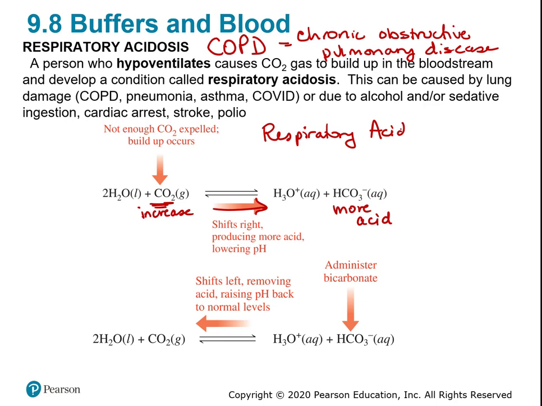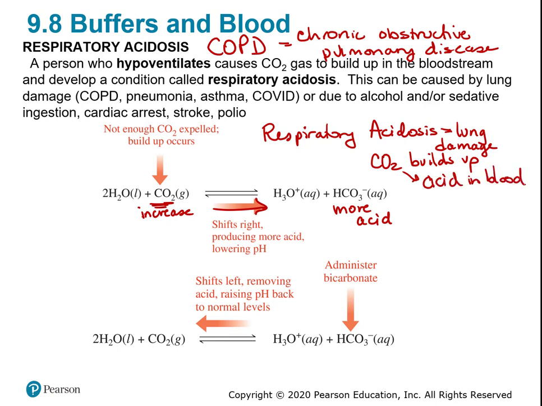So respiratory acidosis is because of lung damage. You can't get rid of CO2. So CO2 builds up, and that ends up creating acid in the blood.